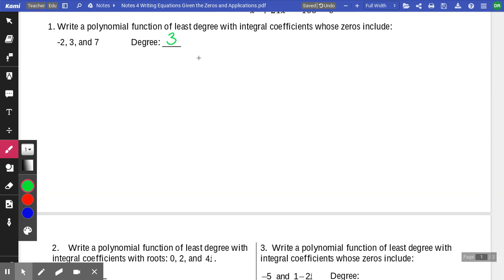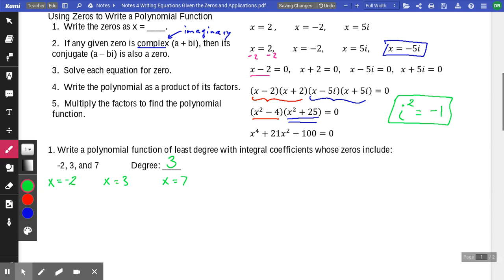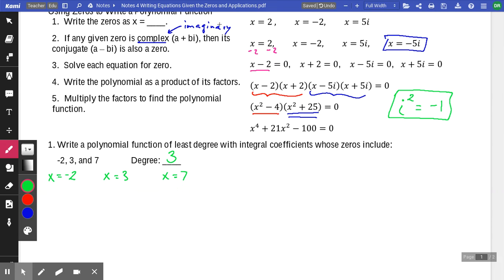Okay, so let's look here. If these are my solutions, step 1 says write each of them as x equals. We can do that. We have x equals -2, x equals 3, and x equals 7. Step 2 says if any of them are complex, if any of them are imaginary, make sure you have both of them, the positive imaginary and the negative imaginary. None of these are imaginary, so we don't have to worry about step 2. So then we move on to step 3.